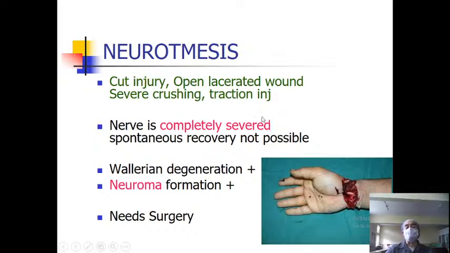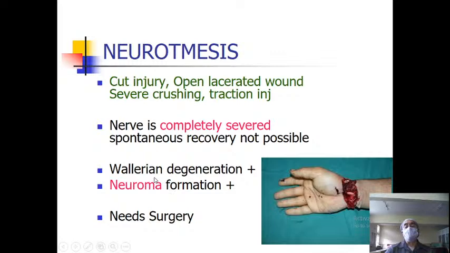Once it is completely severed, then spontaneous recovery will never occur. So spontaneous recovery is out of the question here. And here you have Wallerian degeneration present, and neuroma formation is also seen. What is this neuroma formation? We will see. But you all should remember that apart from Wallerian degeneration, the formation of neuroma indicates that it is a complete nerve injury. That means the complete nerve is cut. That's why there is a formation of neuroma here.